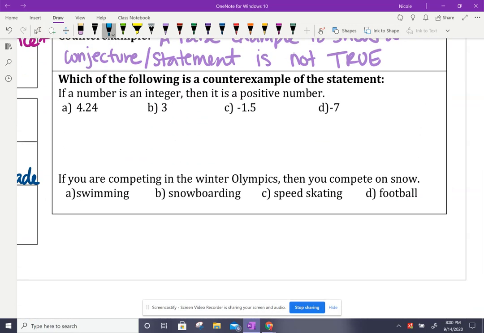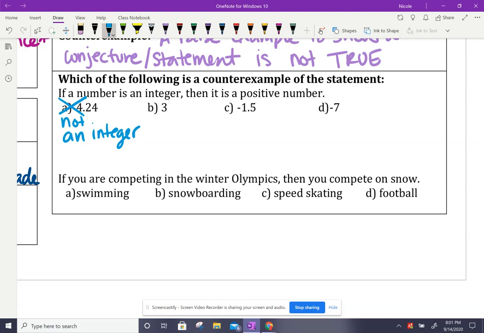So let's take a look at our examples here. It says, which of the following is a counterexample to the statement? If a number is an integer, then it is a positive number. Now, this might be a little tough for you if you don't remember the rules about integers. Integers are whole numbers that can be positive and negative. So looking at A, this is not an integer. So it is not a valid counterexample. It doesn't work. It is not an integer. I'm strictly talking about integers.